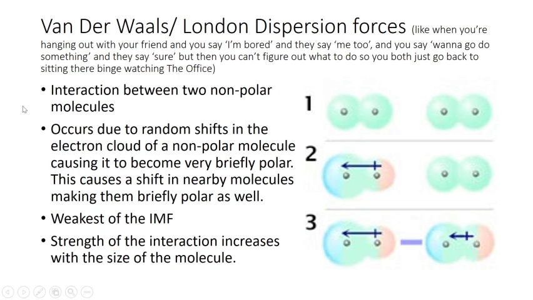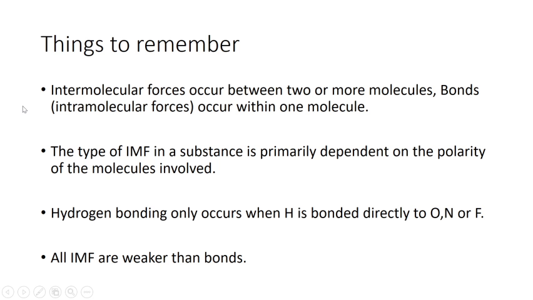And this one, while I say the weakest, the strength of the interaction, right, is going to be dependent on the size of the molecule. Larger molecules, there's more chance for these shifts to happen, and so the strength is going to increase as the size of the molecule increases, right, before they both go back to being nonpolar and just sitting there on the couch binge watching Netflix. So that's it, those are the 5 types of intermolecular forces.